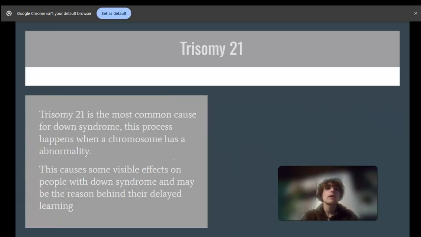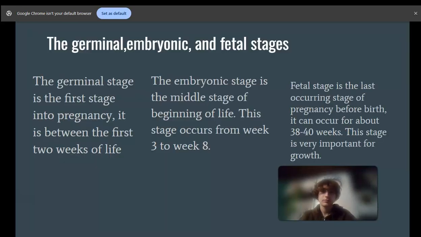Trisomy 21. Trisomy 21 is the most common cause for Down syndrome. This process happens when a chromosome has an abnormality. This causes some visual effects on people with Down syndrome and may be the reason behind their delayed learning.